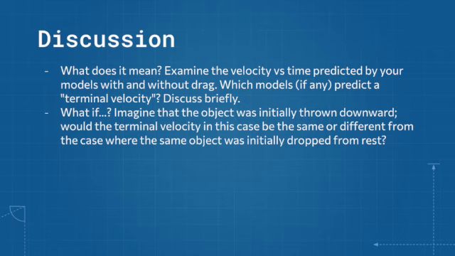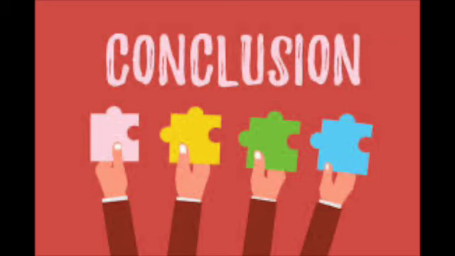Now, in conclusion, models that include both weight and drag forces successfully predict terminal velocity, as the forces eventually balance, causing acceleration to cease and velocity to stabilize. On the other hand, models that only consider weight force fail to capture terminal velocity, as the object continues to accelerate without limit. Thank you.